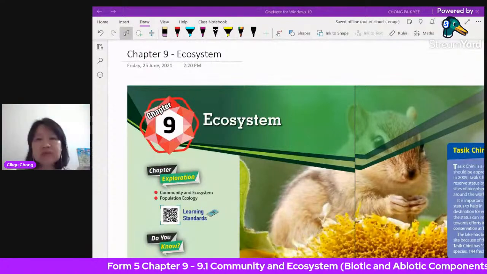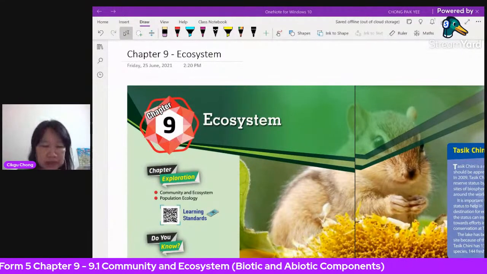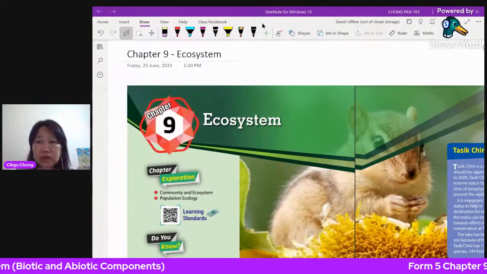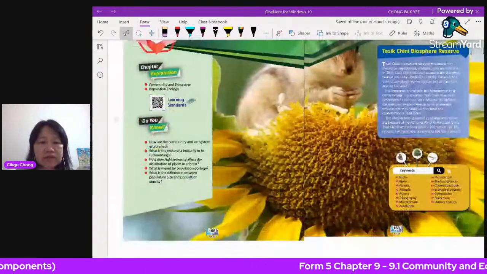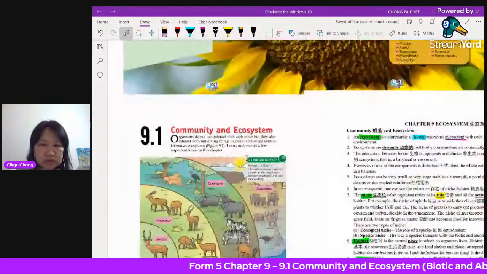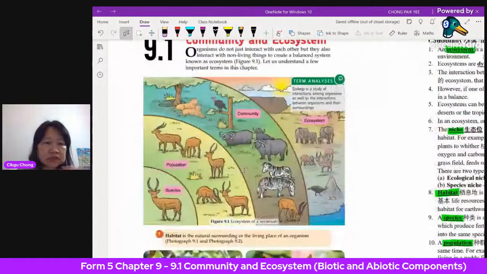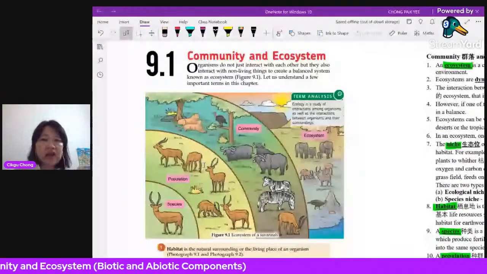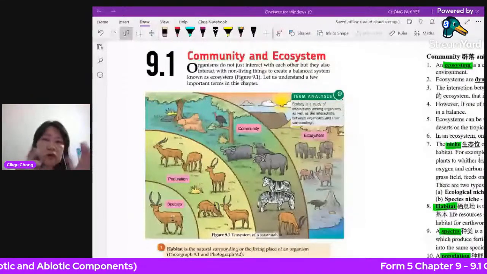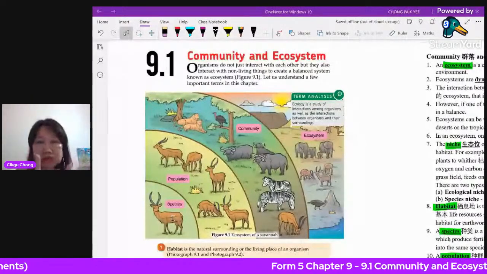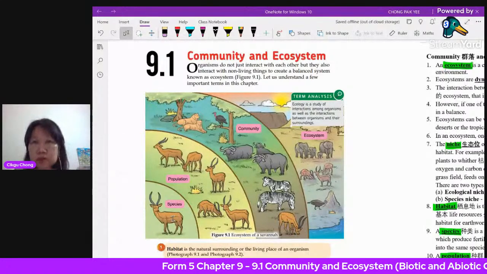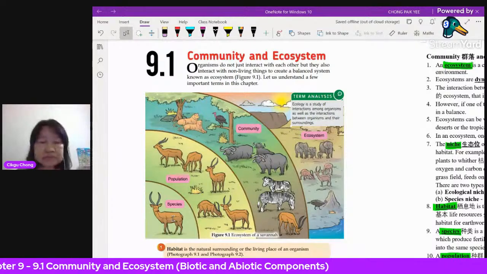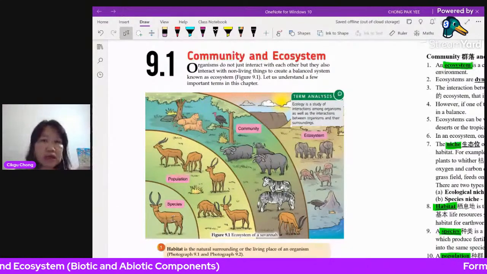Now we look at the entire picture. I'm going to proceed with ecosystem. First of all, you're going to see a lot of these terms. According to your textbook, you will see species, population, then community, and ecosystem. So it's like a hierarchy. If we zoom down on one single individual, just one organism, we're talking about the species. Of course, the species do not live alone. They live together with other organisms, other animals in that place. So we call it a population and so on.